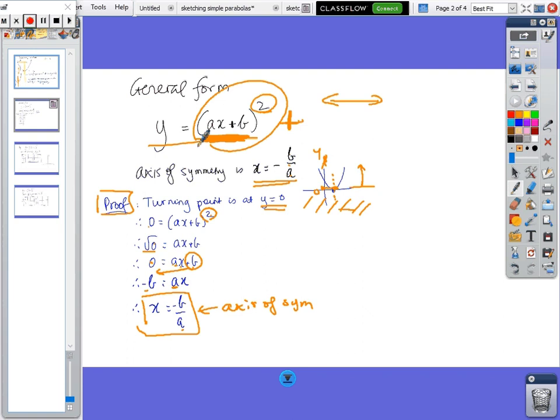for this type. When we get onto the harder parabolas, say like y equals x squared minus 7x plus 5, there's another formula for an axis of symmetry, but for this one, it's minus b on a. So copy that down and come across when you're ready.